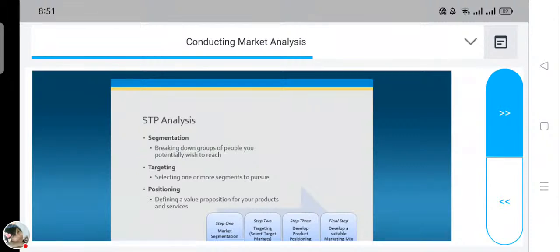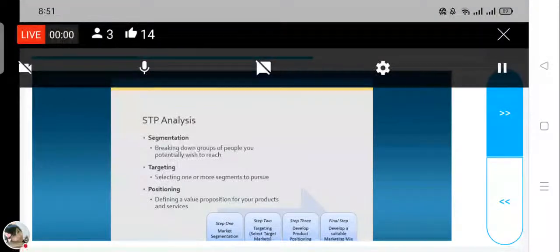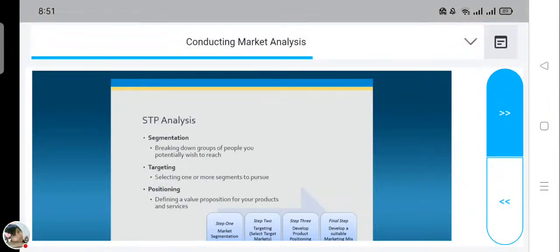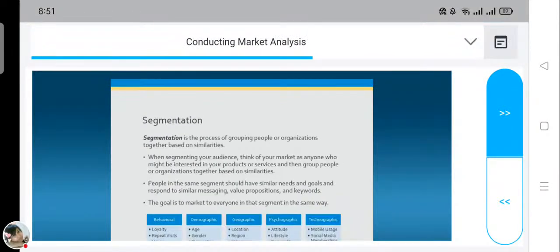Step two, called targeting, is where you select one or more of those segments that you want to pursue. So after you've broken them down into manageable parts, you basically select one of those target audiences. Step three, called positioning, is where you define a value proposition for your products and services. What can we offer them that would be valuable? And of course, the final step is then to develop a suitable marketing mix, a way of bringing that value proposition to that market. And we're going to start at the beginning and look at segmentation.